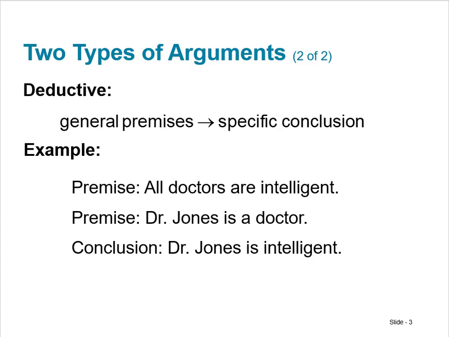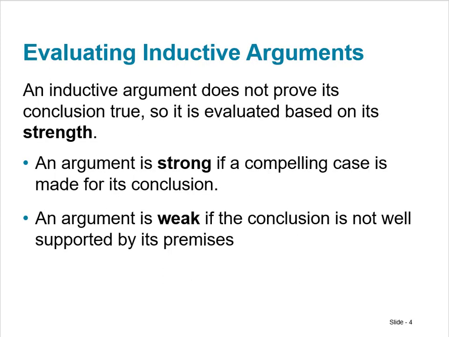Like, so all doctors are intelligent. If we believe that to be true, and then we know that Dr. Jones is a doctor, therefore, right, Dr. Jones is in that group of doctors, then therefore Dr. Jones must be intelligent. And we'll see how Venn diagrams play out really well with deductive reasoning. Okay, so how do we evaluate these things?